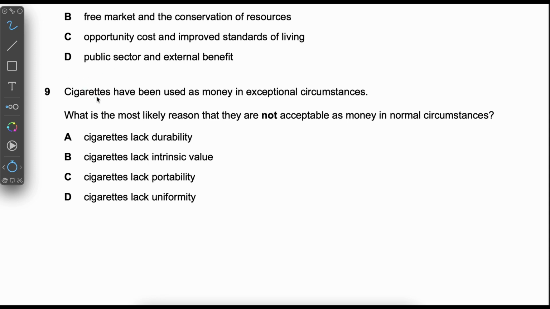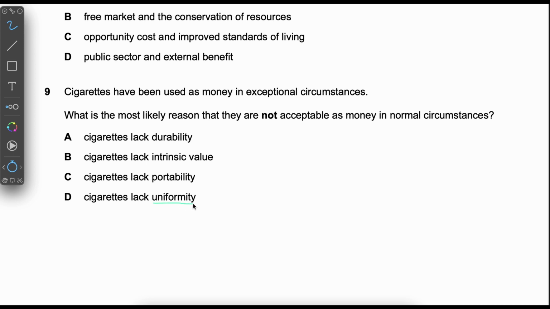Question 9. Cigarettes have been used as money in exceptional circumstances. What is the most likely reason that they are not acceptable as money in normal circumstances? They lack durability, intrinsic value, portability, uniformity. Let's go through each of these. I'm going to go backwards. Don't know if you would be able to guess why. So cigarettes lack uniformity.